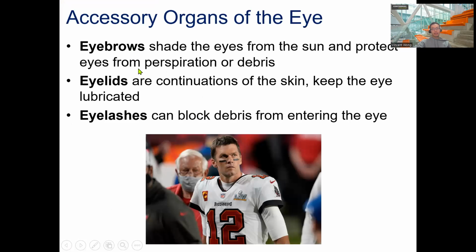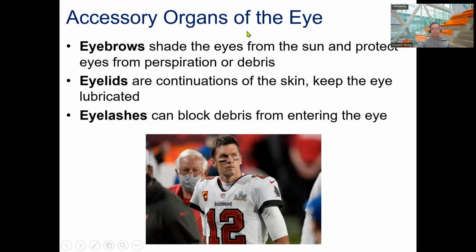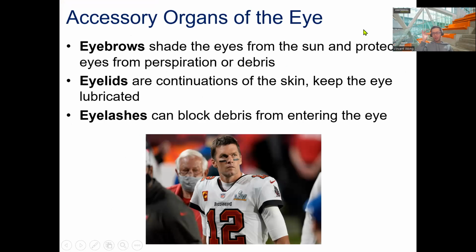Okay, vision. So this is the key part of the lecture now, okay? Vision. So accessory organs of the eyes. The eye is just the eyeball itself, but then there are other things that are there and it's kind of important. So eyebrows, one of those things that we don't think much about. It's weird not to have them, but you're not sure why they're there. So eyebrows actually shade the eyes from sun and protect the eyes from perspiration and debris.